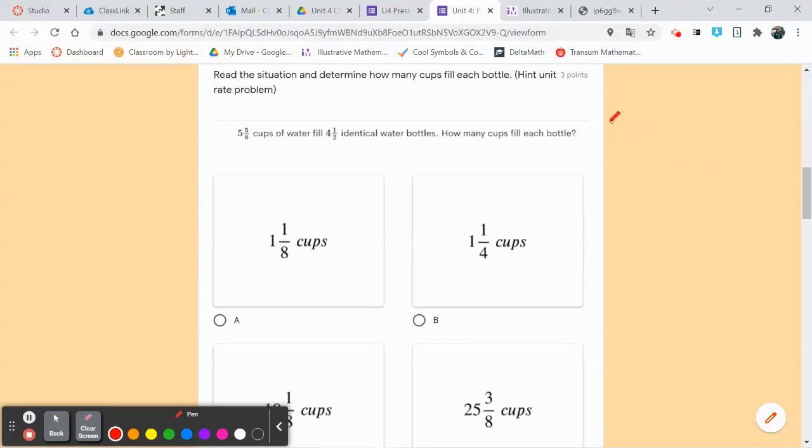Read the situation and determine how many cups fill each bottle. Hint, it's a unit rate problem. That means division. All right, we've got 5 and 5/8 cups of water. Fill 4.5 identical water bottles. How many cups fill each bottle? Tells you here what to divide. Cups divided by the amount of water bottles. Okay? Cups by bottles. All right. So we're going to divide cups by bottles. So that's going to be 5 and 5/8 divided by 4 and 1/2.